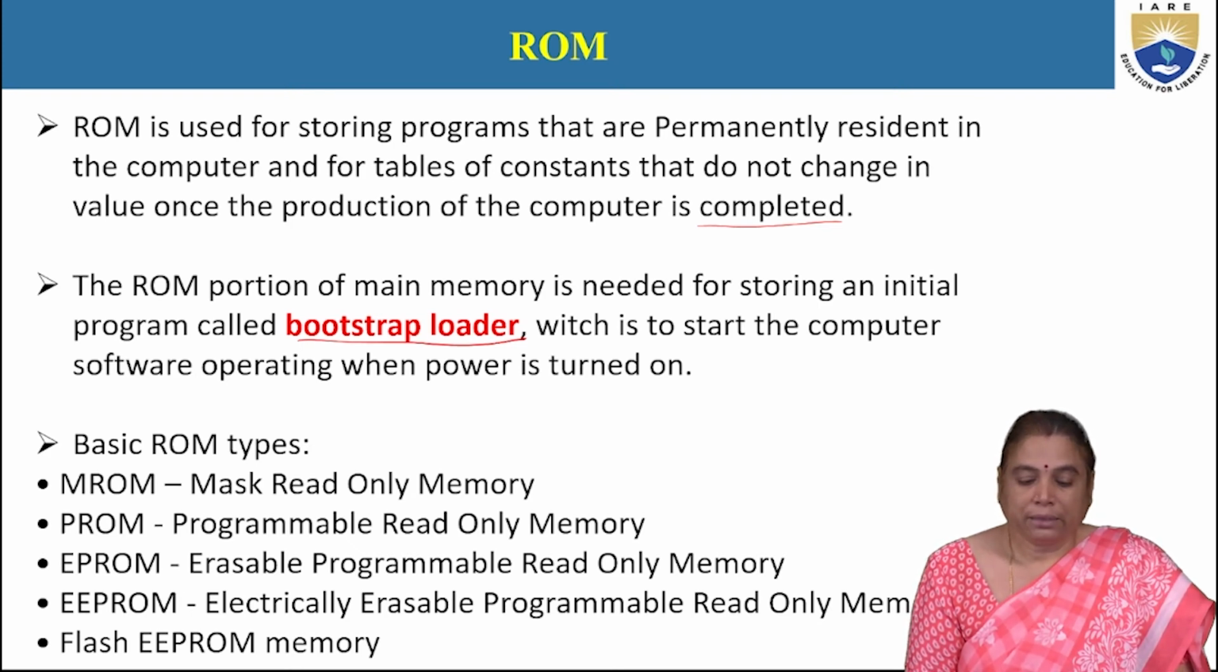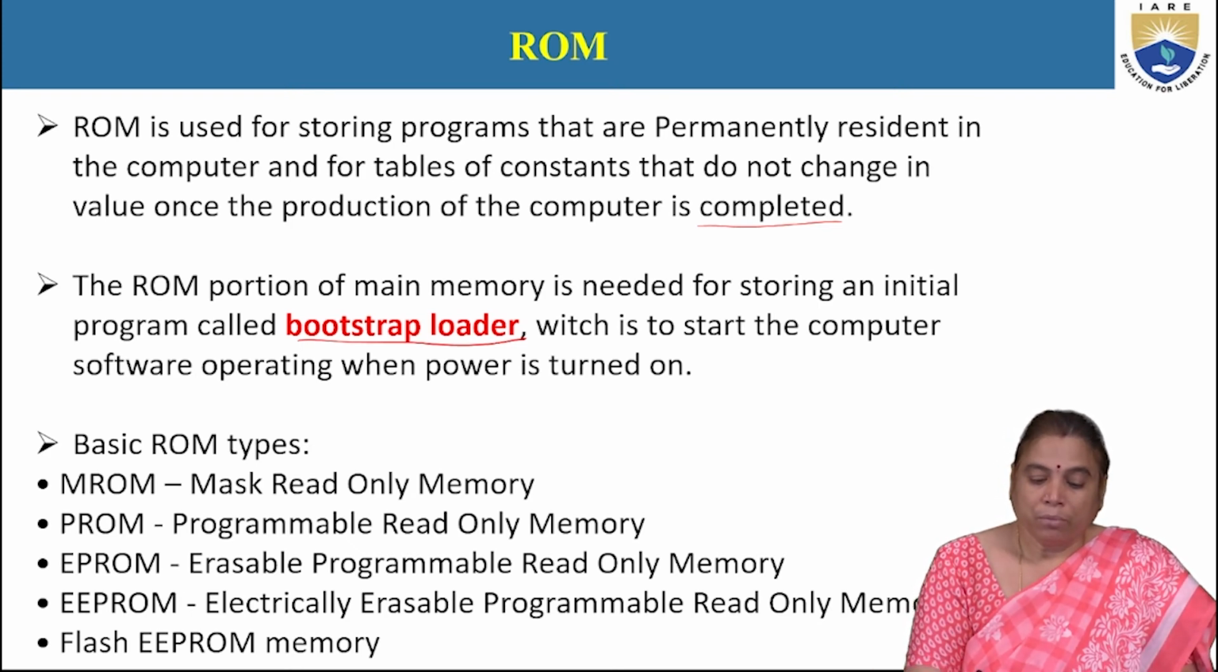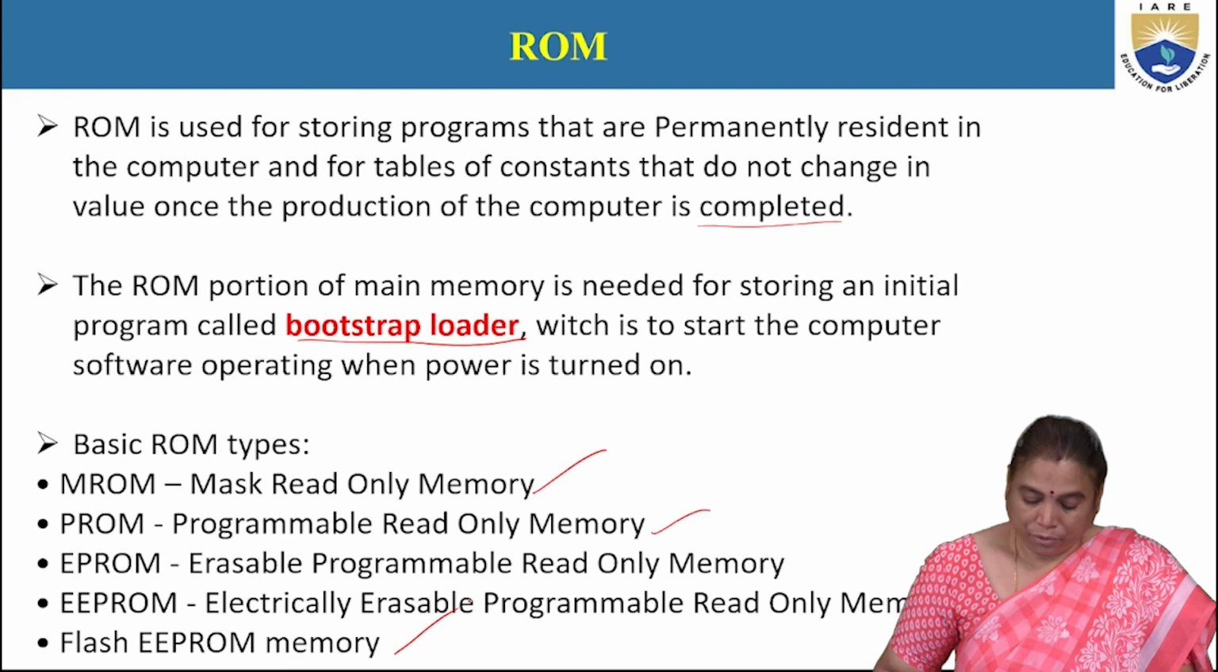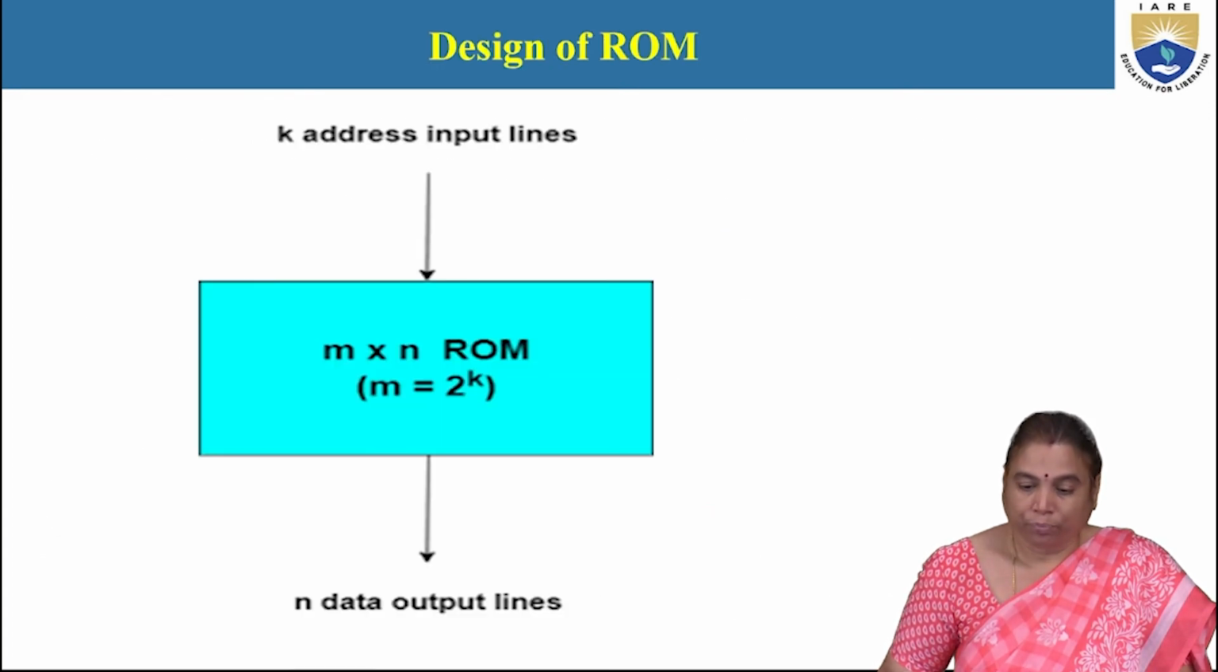The basic varieties of ROM are MROM, mask read-only memory; PROM, programmable read-only memory; EPROM, erasable programmable read-only memory; EEPROM or E-squared PROM, electrically erasable programmable read-only memory; and flash memories. So this is the ROM.